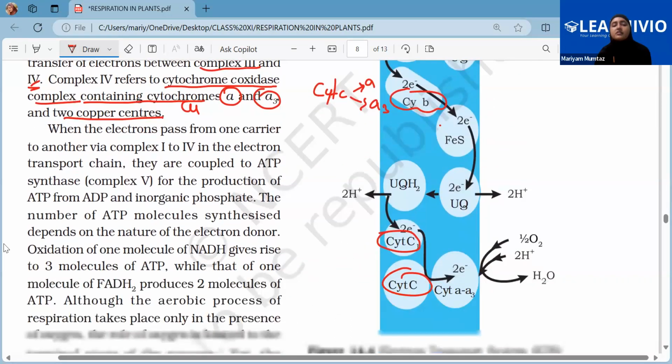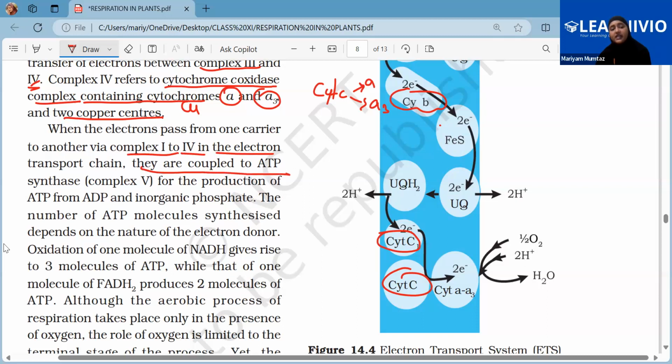Now, when the electrons pass from one carrier to another via complex 1 to 4 in the ETS, or the electron transport chain, they are coupled to ATP synthase. Now, see, ATP synthase is the name of complex 5. And this complex is responsible for the formation of ATP from ADP and inorganic phosphate.